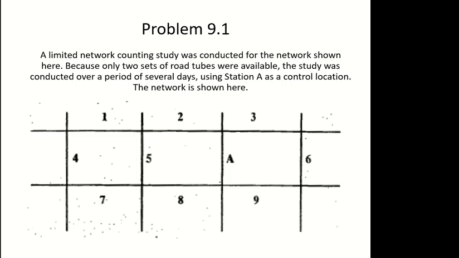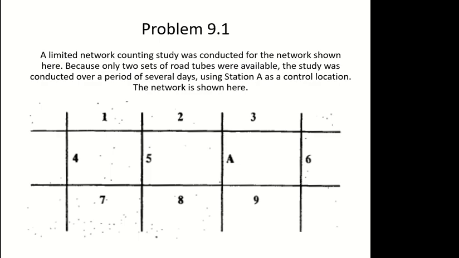So it has 9 stations, which you can see with numbers, and it has one more, the 10th one, which is represented with letter A. So the letter A is the control and the others are coverage.